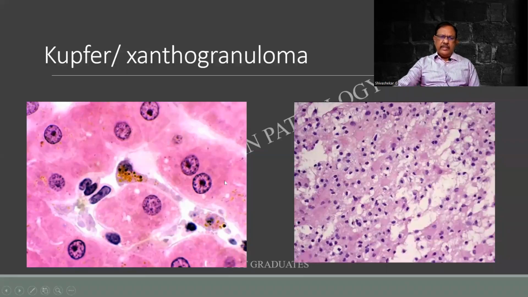Kupffer cell is another cell, natural, and not much study has been done on the Kupffer cells because it could not be cultured in vitro. As a result of which, most of the studies are only what they have observed within the tissues. And this is a xanthogranuloma wherein you have got forms of this, maybe some cholesterol crystals here.